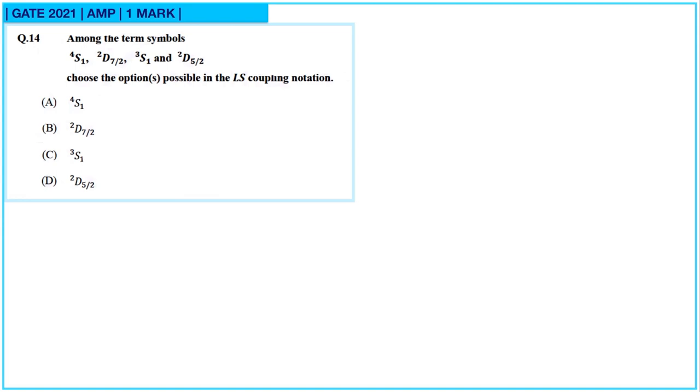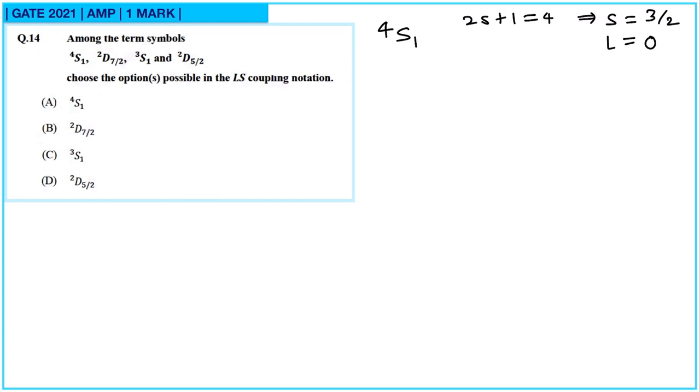Question number 14. Among the term symbols 4S1, 2D 7/2, 3S1 and 2D 5/2, choose the options possible in the LS coupling notation. Now for the first case, 4S1, we know multiplicity 2S plus 1 is equal to 4. That gives us S equal to 3/2. Now S is 3/2 and this is S.